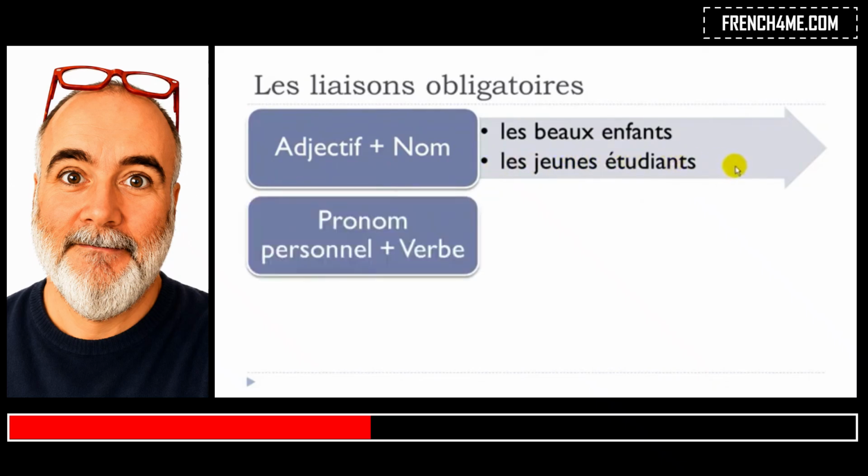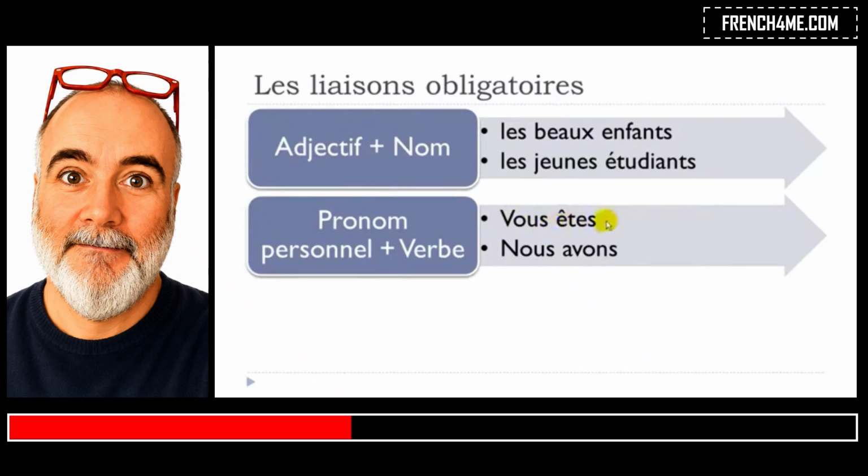And then if you've got this pronom personnel, so I, you, he, she, etc., and then your verb. So in that case, I took vous, okay? And then the verb être, to be. So in that case, you get vous êtes, so you make the liaison between the two. And then avoir, to have, nous avons. All right? So remember, pronom personnel, then the verb, you make the liaison.